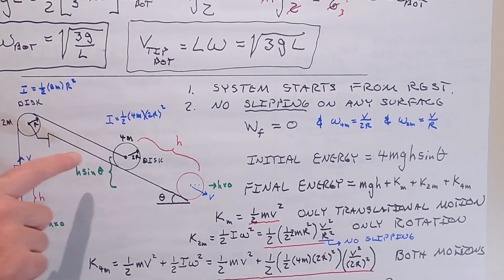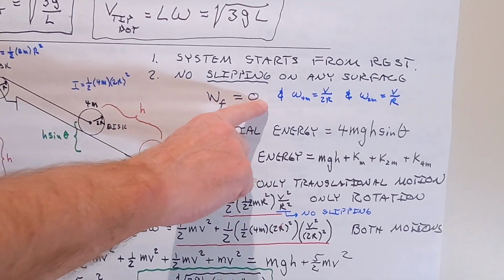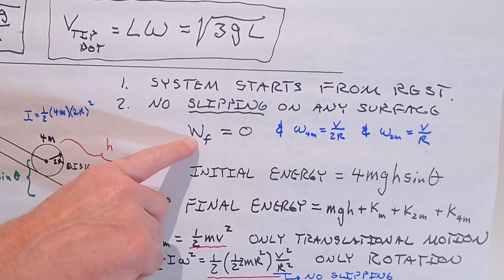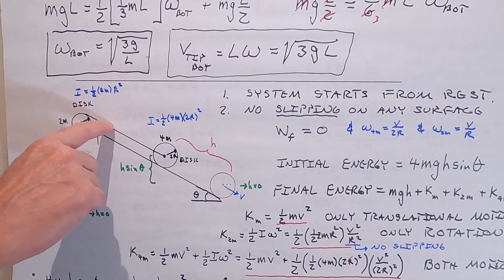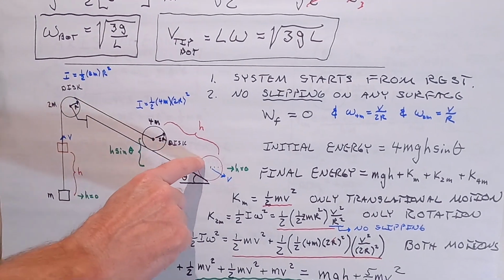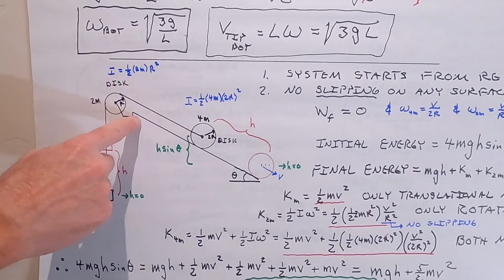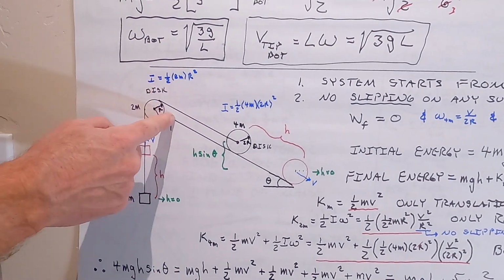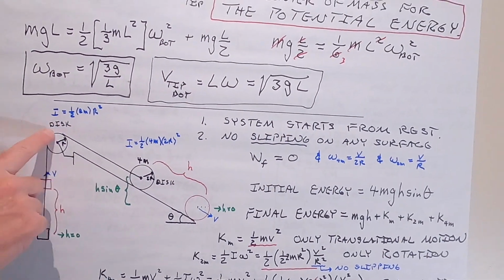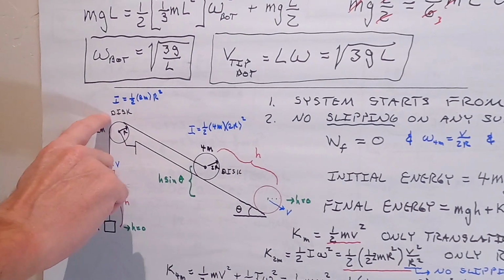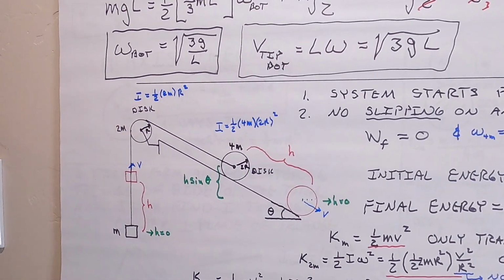So what does that mean? That means, first of all, the work due to friction is 0, because you only have work lost if there is slipping right here. Also, the speed that this object moves is the same as the speed of the rope, which is the same as the speed of this surface right here. Which means that the omega of this surface is just the velocity of the surface, which is the same as the velocity of these blocks, divided by r.